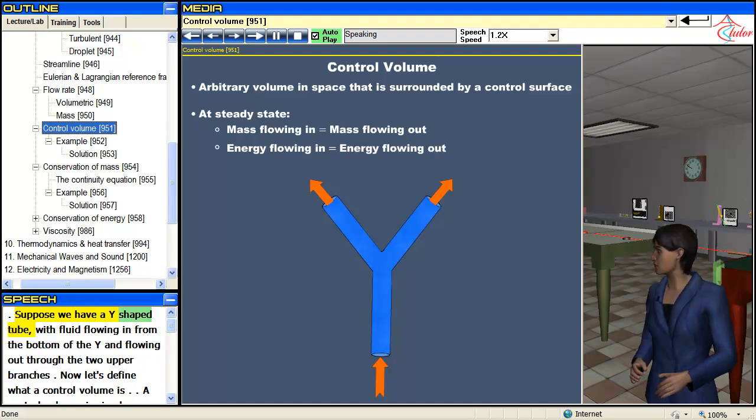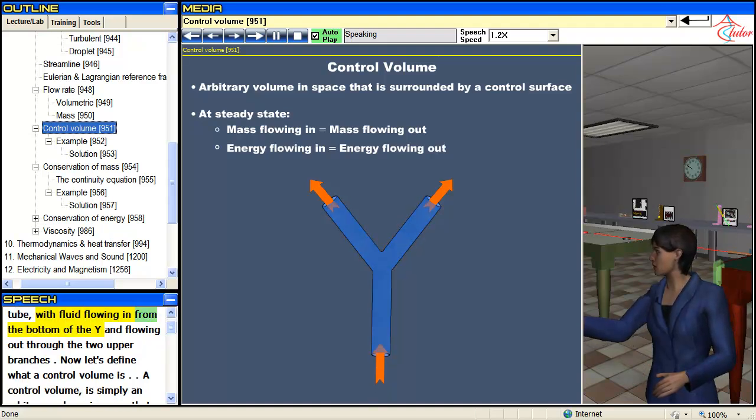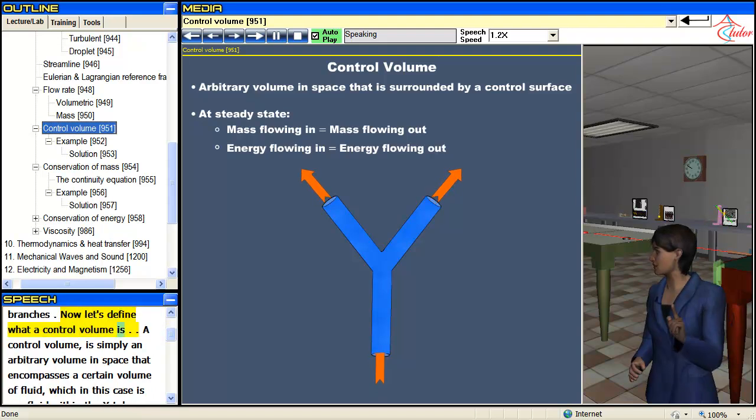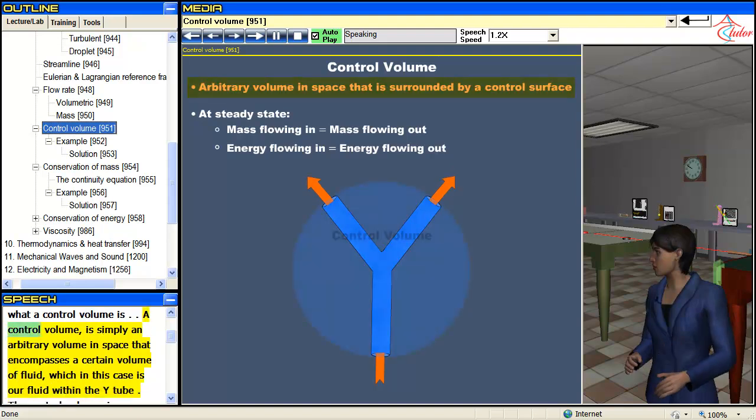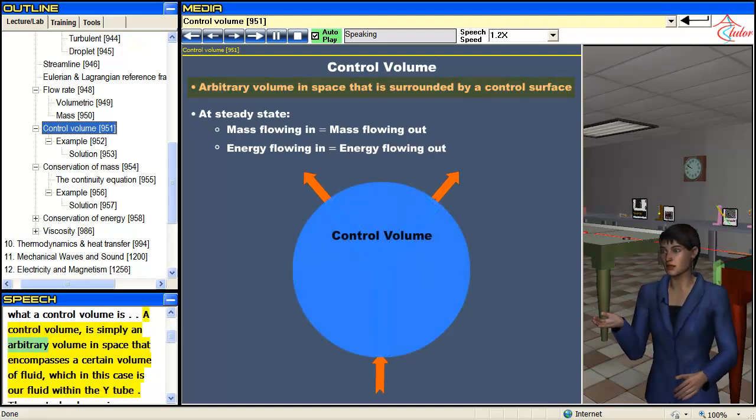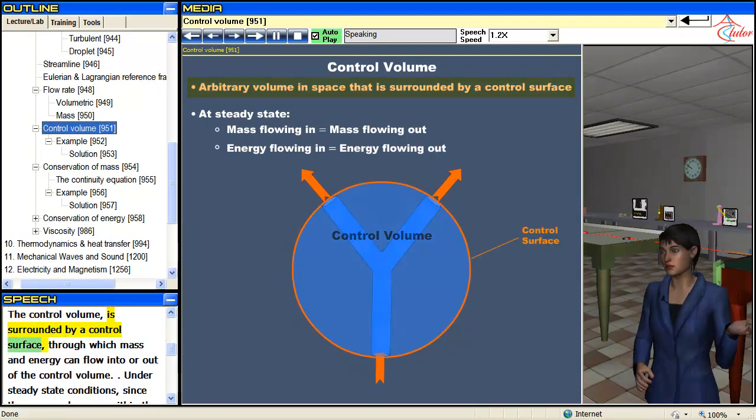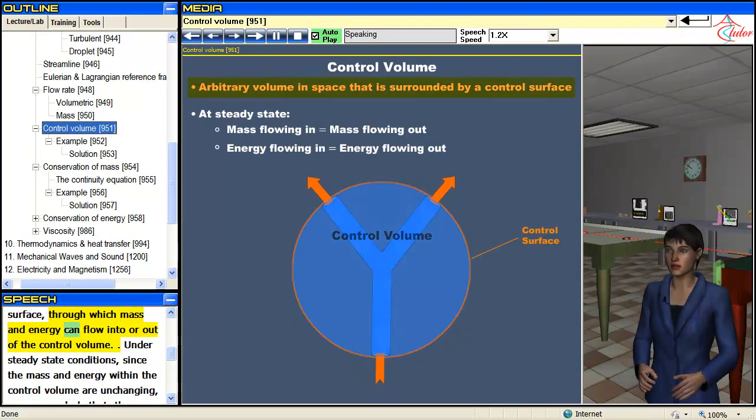Suppose we had a Y-shaped tube with fluid flowing in from the bottom of the Y and flowing out through the two upper branches. Now let's define what a control volume is. A control volume is simply an arbitrary volume in space that encompasses a certain volume of fluid, which in this case is our fluid within the Y-tube. The control volume is surrounded by a control surface, through which mass and energy can flow into or out of the control volume.